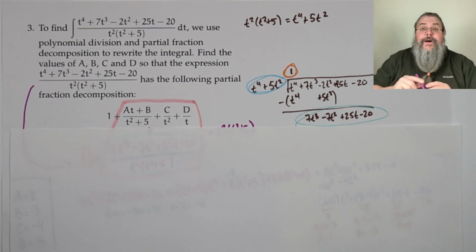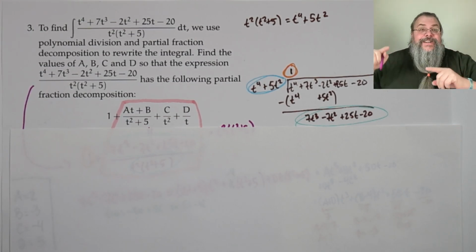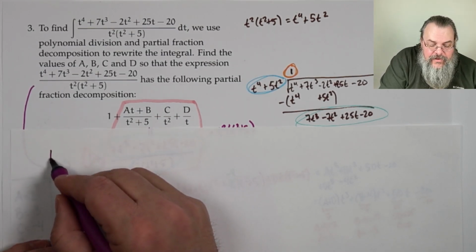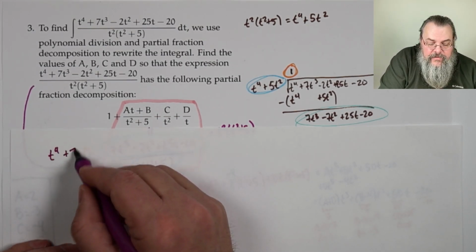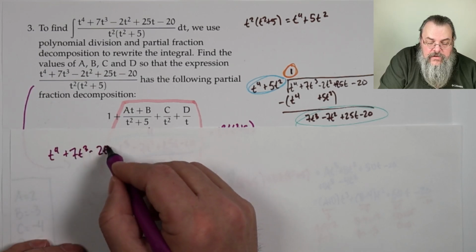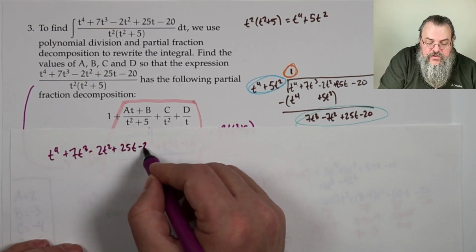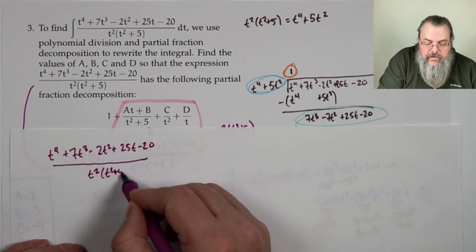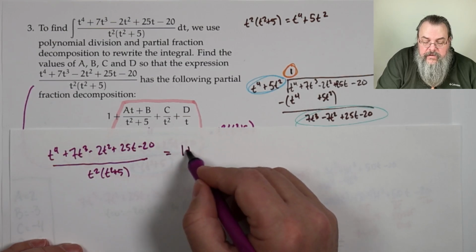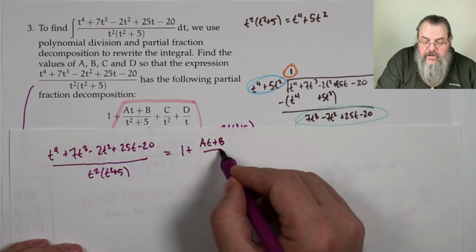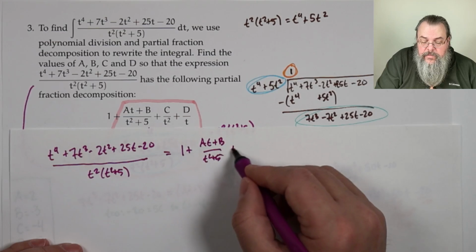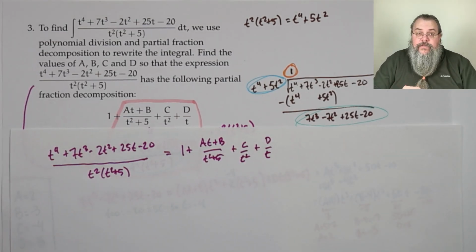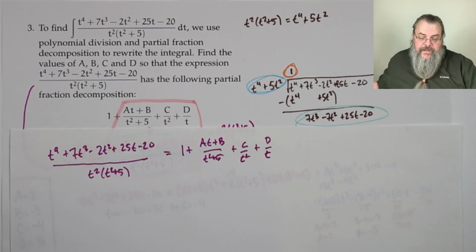In this case, but that was because they were being nice to you. If they weren't nice, you'd still have to do long division. So here's how we take advantage of their niceness. Notice how you have t to the 4th plus 7t cubed minus 2t squared plus 25t minus 20 divided by t squared times t squared plus 5 was equal to 1 plus at plus b over t squared plus 5 plus c over t squared plus d over t. That's what they said. They didn't quite write it out that way, but that's equivalent to what they said.